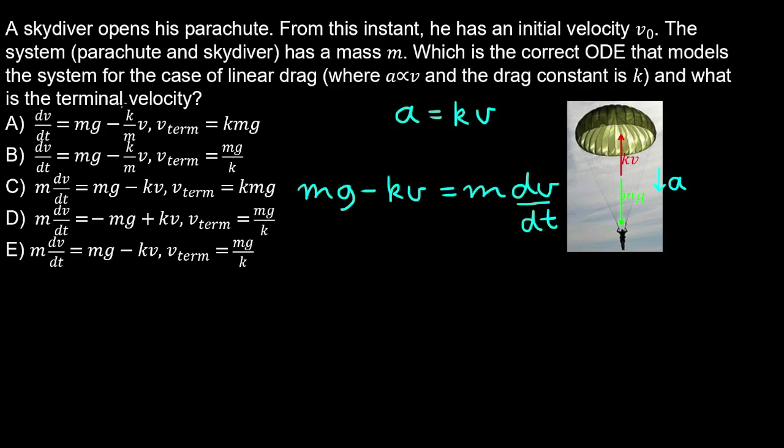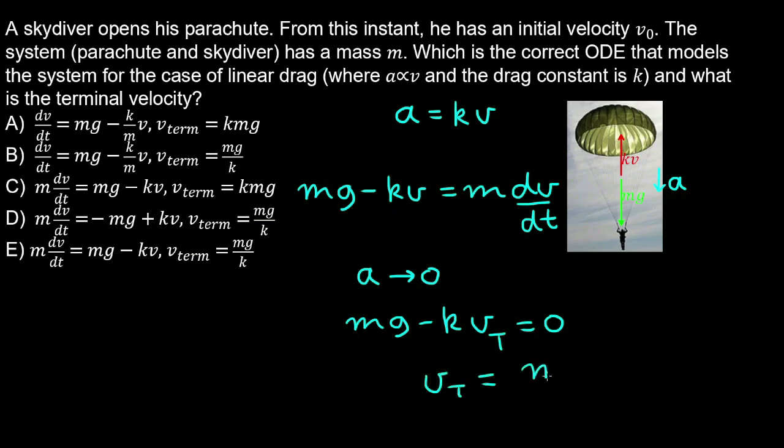Now the terminal velocity is obtained when the acceleration goes to 0. So therefore, we end up with mg minus k by the terminal velocity is 0. So therefore the terminal velocity is mg on k. So the correct answer is E.